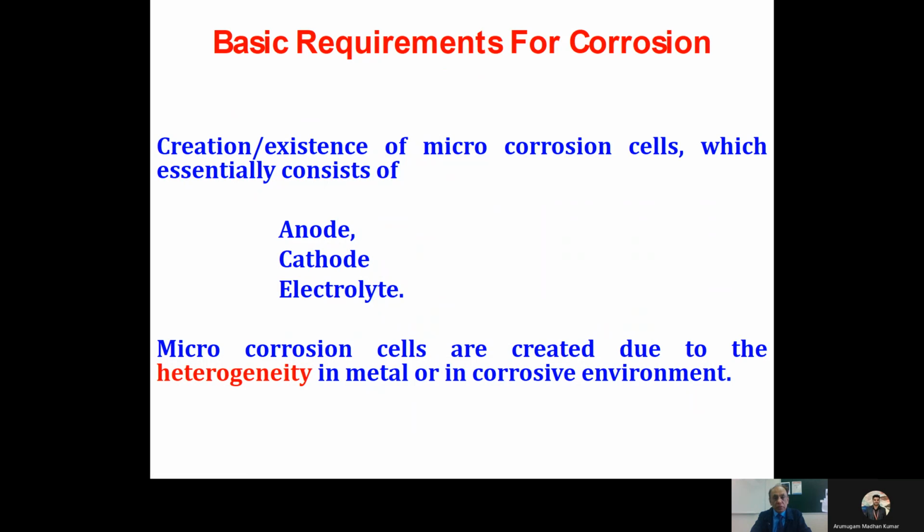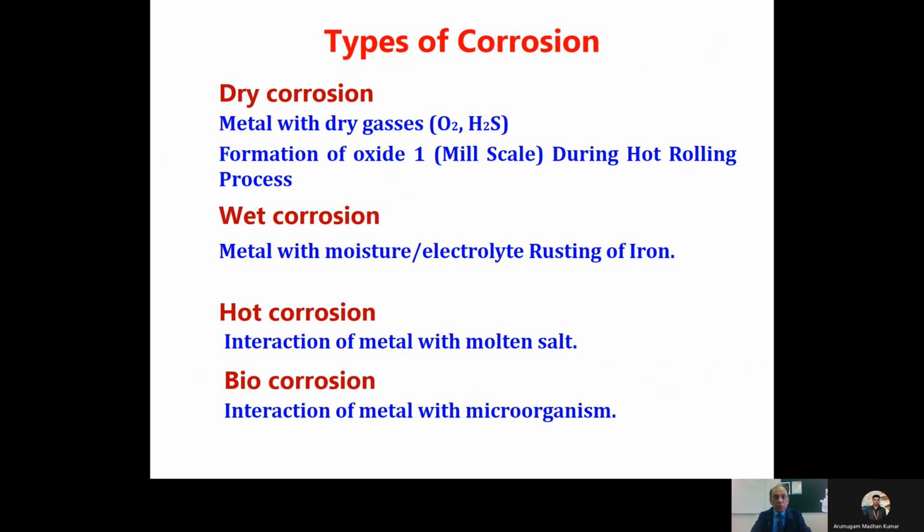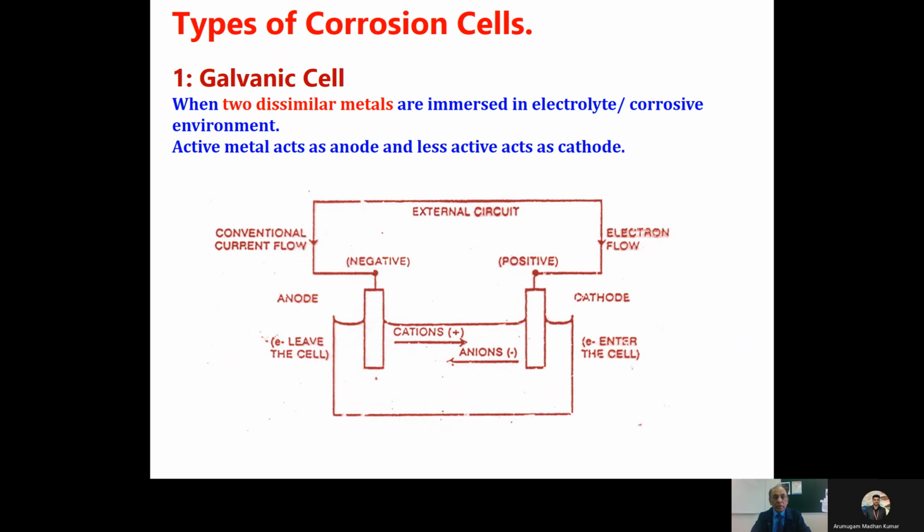These are the basic requirements of corrosion. Corrosion will take place due to the existence of micro corrosion cells, which essentially consist of anode, cathode, and electrolyte. There are various types of corrosion. Dry corrosion takes place when metal comes in contact with dry gases like oxygen, H2S. Wet corrosion occurs in presence of moisture. An example is rusting of iron. Hot corrosion takes place by the interaction of metal with molten salt. Biocorrosion means interaction of metal with microorganisms and bacteria.